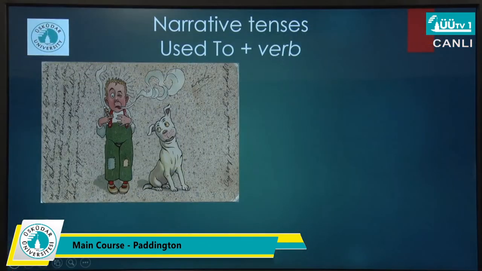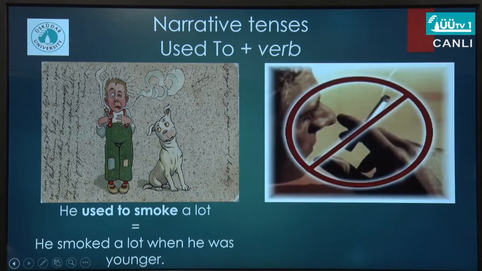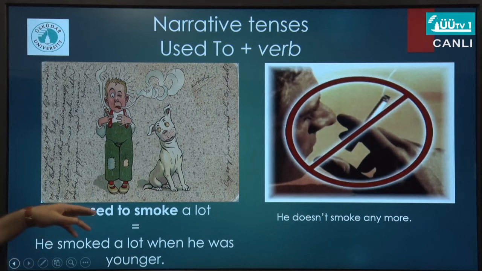We all have got habits. And by using used to plus verb, we talk about habits that we had in the past and we don't have now. I emphasize, the habit that we had in the past and we don't have now. Look at this picture. This guy used to smoke a lot. So it means he smoked a lot when he was younger, and now he doesn't smoke at all. So by using the structure used to in a sentence, I have addressed an action that this guy actually used to do in the past, or it was his habit.